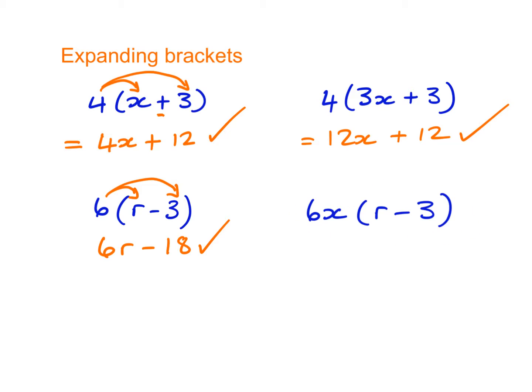And what about this one over here? Well, we've got two little pronumerals there. Nothing changes. That multiplied by that and that multiplied by that. That gives us 6xr minus 6 3s are 18x. And that would be my answer.